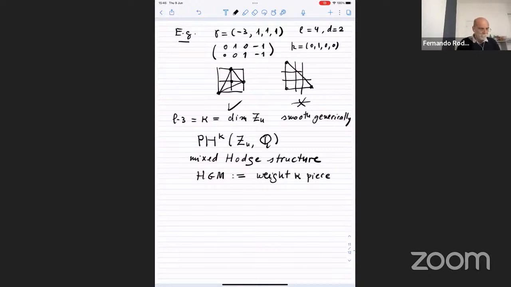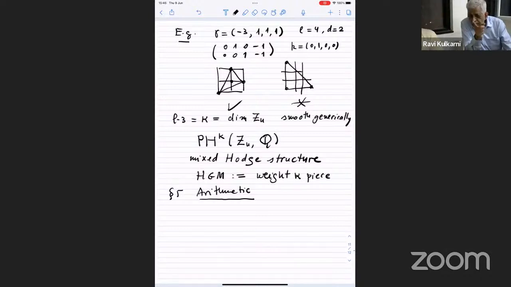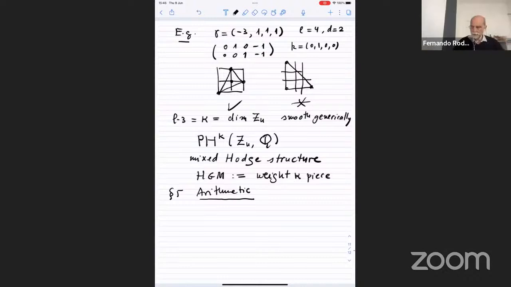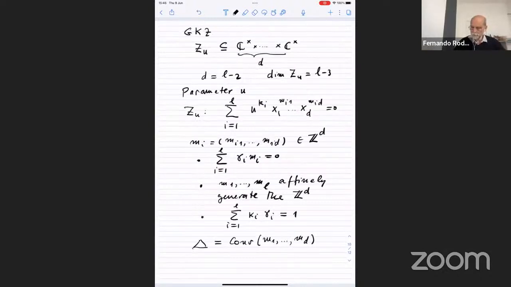Okay. Now, I'm going to go back to arithmetic. What we would like to do, because of this motivic existence, is that there is a corresponding arithmetic picture. Please recall what happens when D equals 1. When D equals 1, that's not a bad situation.